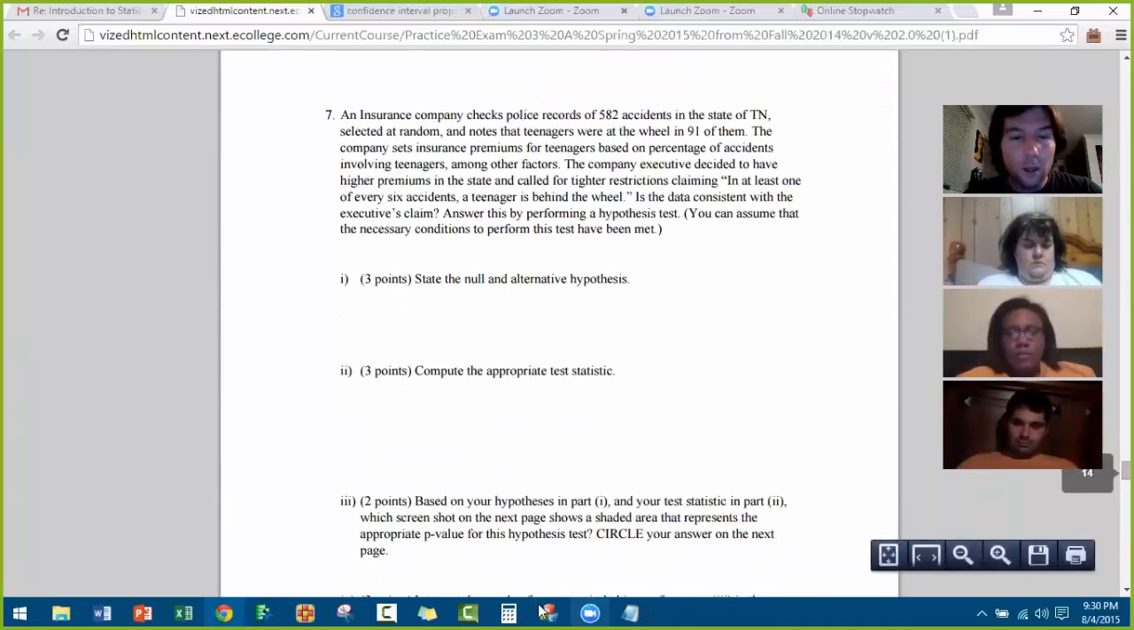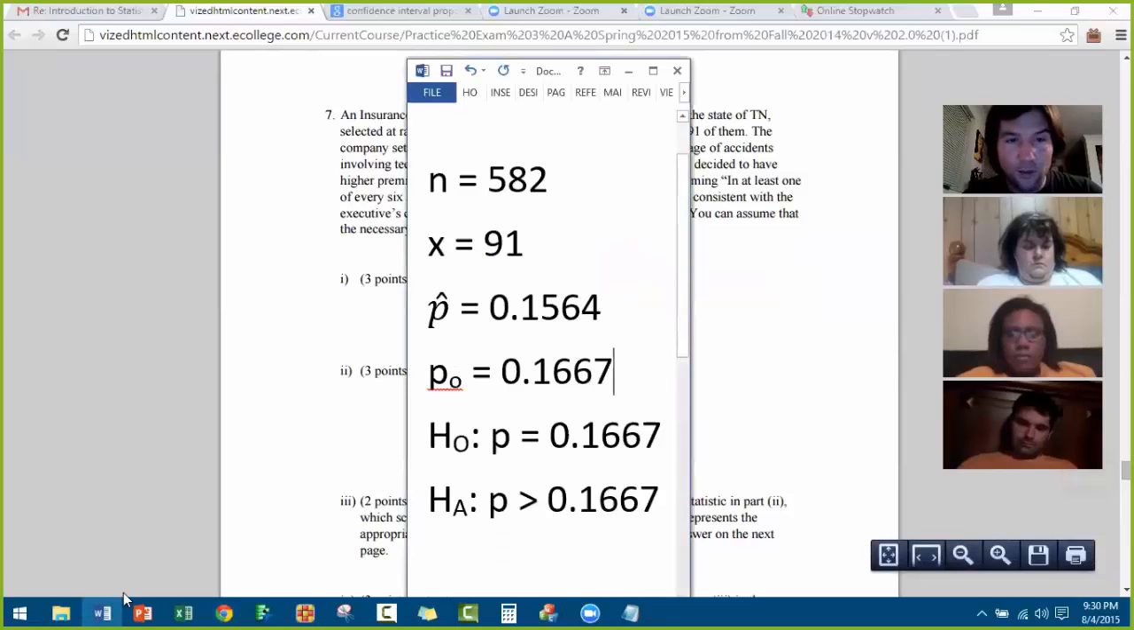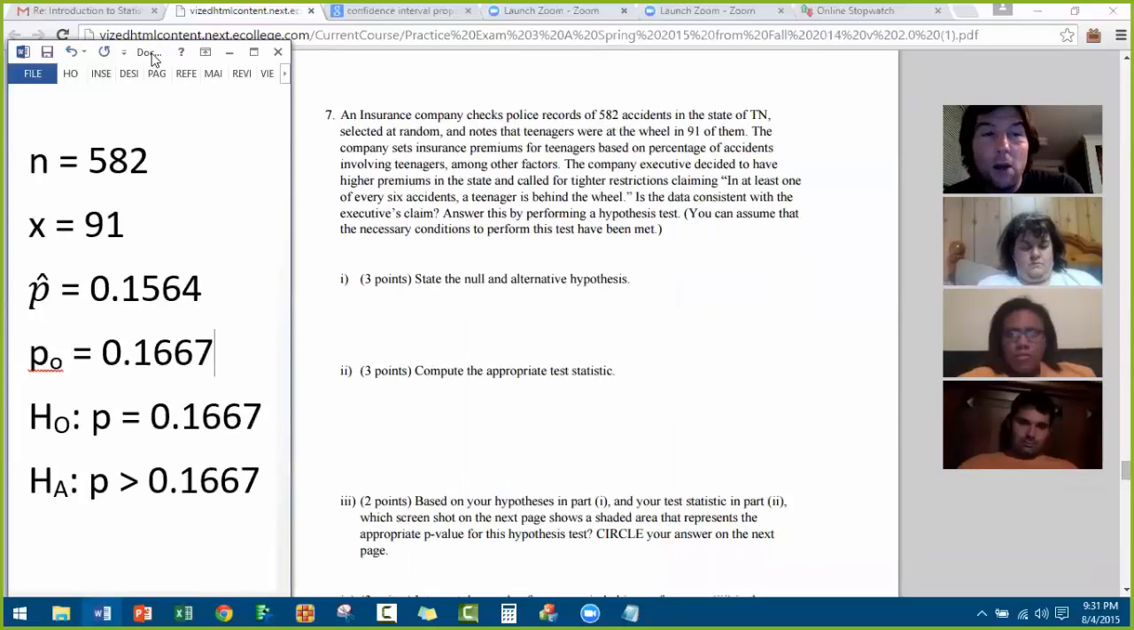Oh, good question. That comes from where it says they want to test the claim to see if 1/6 of the accidents have teenagers at the wheel. That really tricked people on this question, because we didn't write out 1/6 or 0.166. It just says in at least one out of every 6 accidents, a teenager's behind the wheel. This portion right there. That's a good question. A lot of people are like, what is the null? And I'm like, it's some value we're testing.